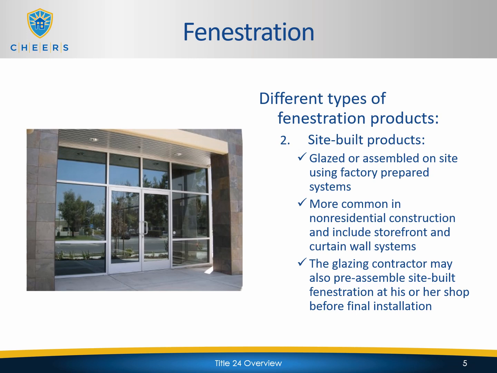We then have site-built products. They're glazed or assembled on site using factory-prepared systems. They're more common in non-residential construction and include storefronts and curtain wall systems. The glazing contractor may also pre-assemble site-built fenestration at his or her shop before the final installation. So again, not very common in residential construction. You might see them in some custom homes type scenarios, but for the most part, it's going to be a non-residential application. And again, these are basically windows that are built by a manufacturer, but they come in pieces and then they're built on site.